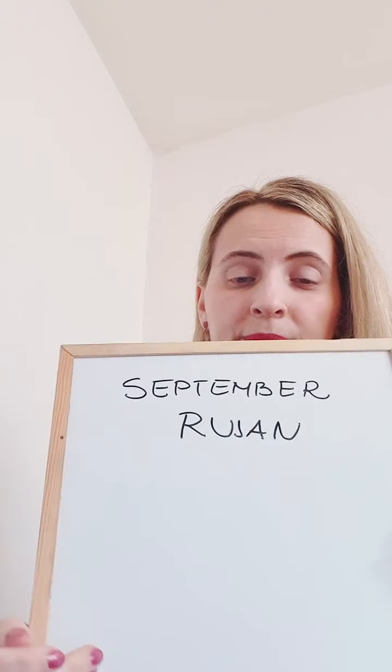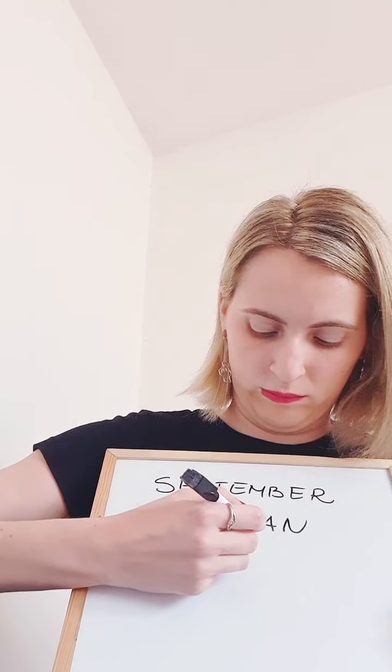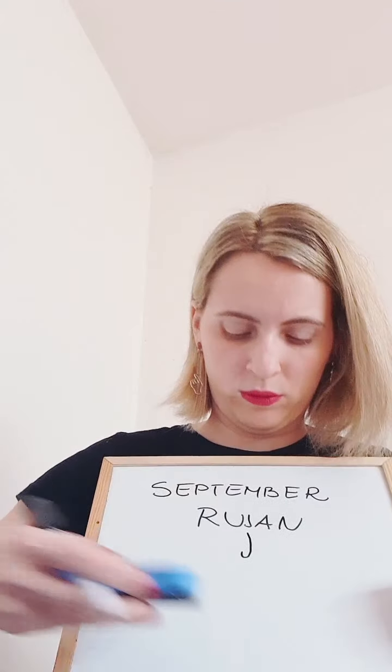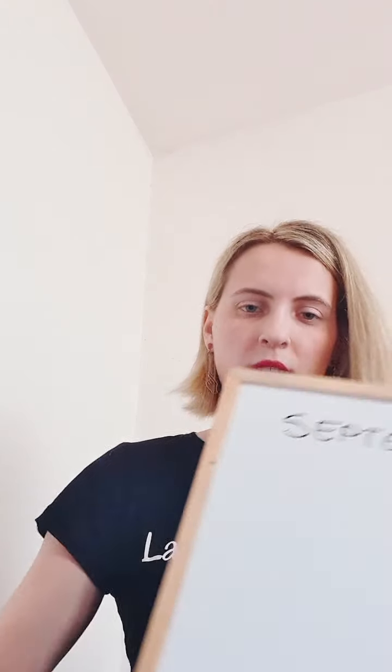Then we have January, February, March, April. Oh, wait. September, right? Then we have September, and it is Rujan. Rujan. Maybe I need to write a little bit prettier. Okay, wait.